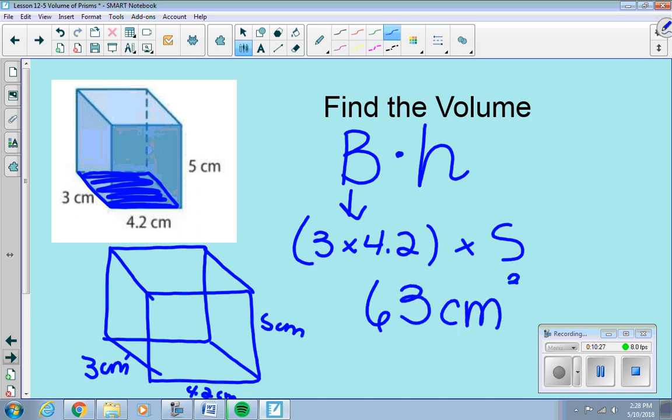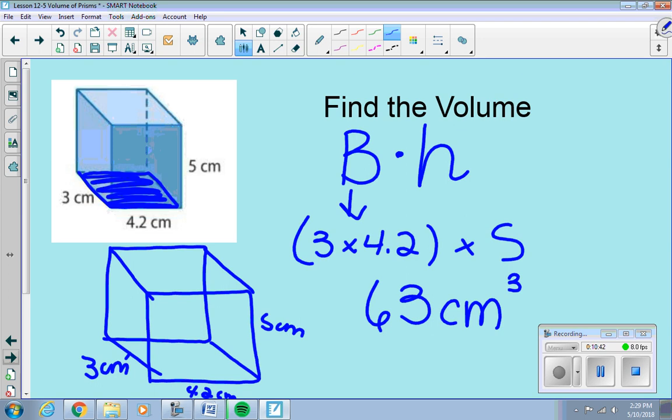Centimeters cubed. That would be my volume. So that's why you have to find the base first, because that would be your layer, and then your height is how many layers there are of that. Okay, is everybody following what I'm saying?